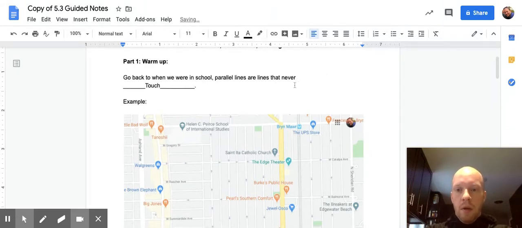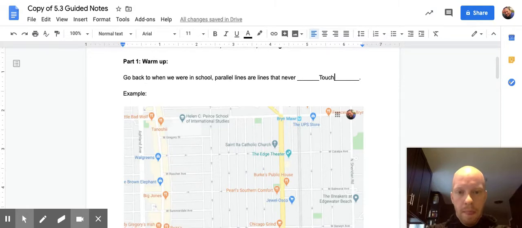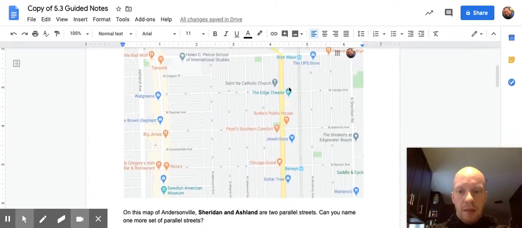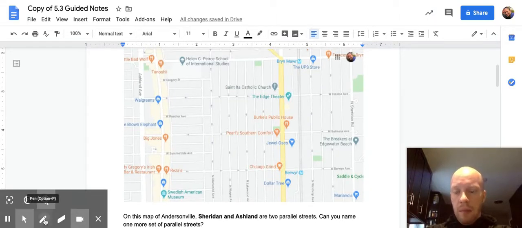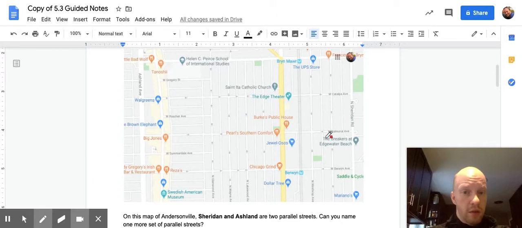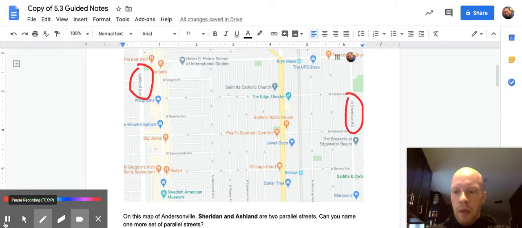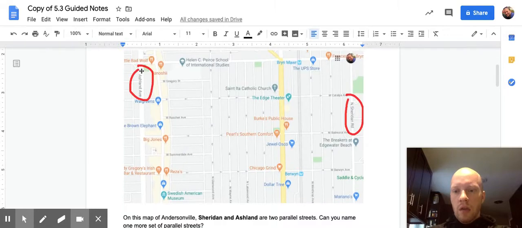Parallel lines are lines that never touch. So we're going to look at this map as an example. On this map, we have two streets that are parallel. There are actually more examples of these, but I'm going to pick the two most obvious ones: Ashland and Sheridan. Both are lines that never touch. Ashland goes north and south, and Sheridan goes both north and south. If we extend them, Ashland and Sheridan are never going to cross each other.